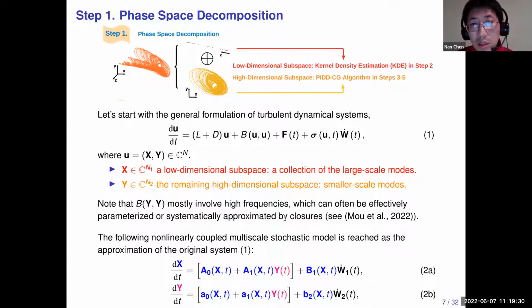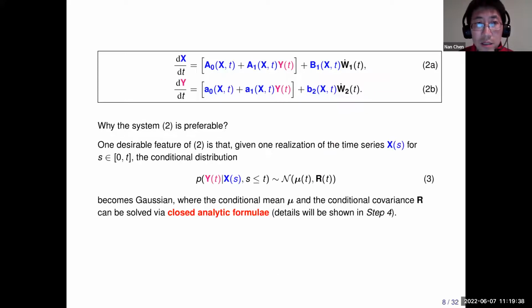So this system may still look similar to this one, but this new system, system 2, has some very nice features. In fact, one design feature of this system is that given one realization of the time series X within an interval, the conditional distribution of Y conditional on this given X is a Gaussian distribution. And this can be seen in the following way.